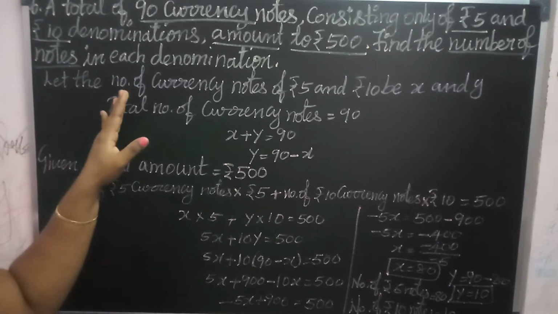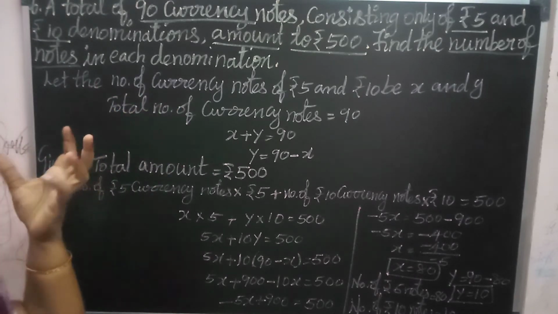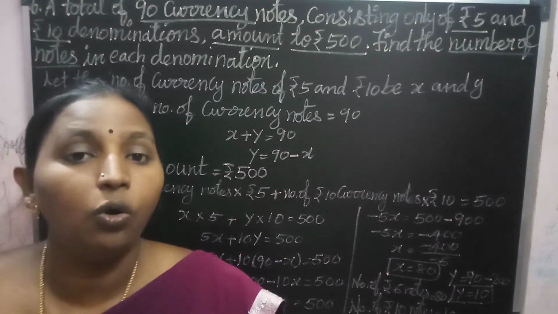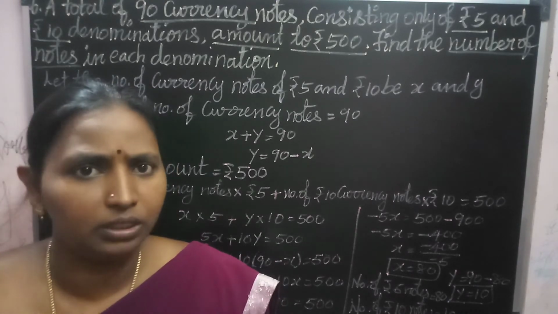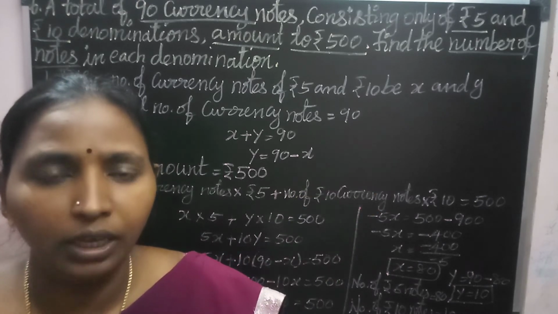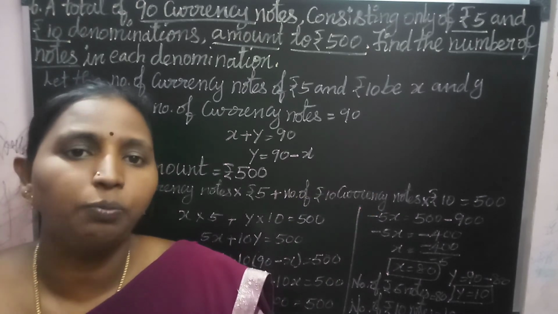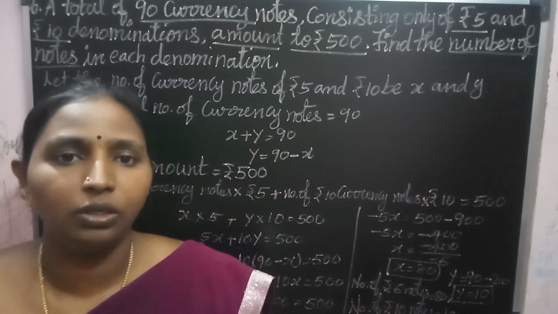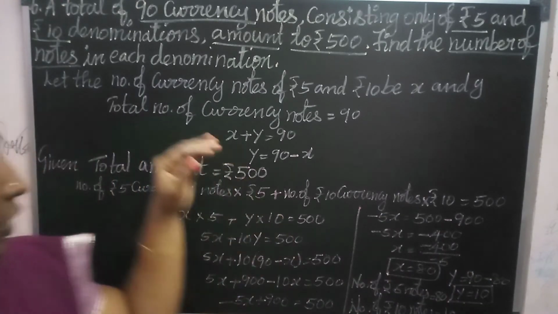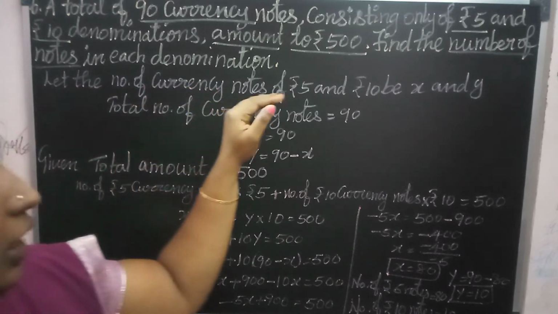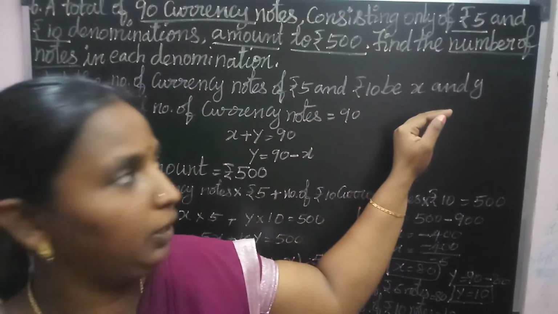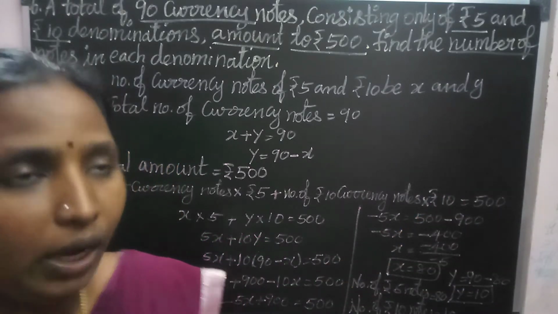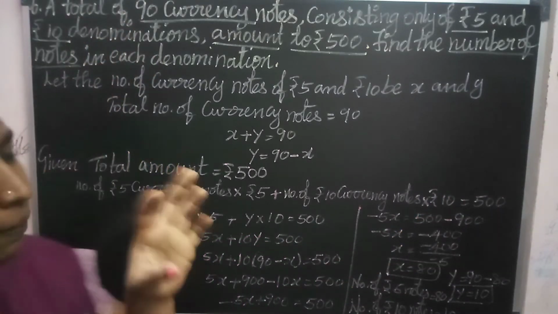So let the number of currency notes. It doesn't say how many rupees 5 currency notes and how many rupees 10 currency notes there are in this sum. So we are going to assume rupees 5 currency notes be X and rupees 10 currency notes be Y. That is what I wrote. So let the number of currency notes of rupees 5 and rupees 10 be: rupees 5 is X and rupees 10 is Y. So they have given the total number of currency notes.